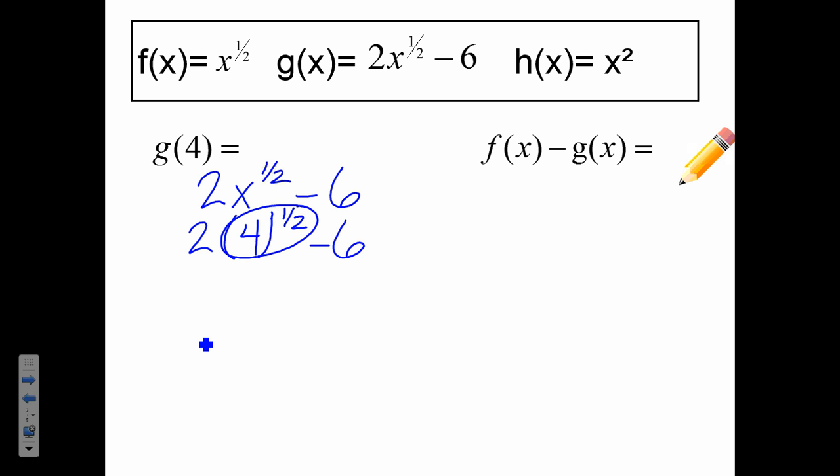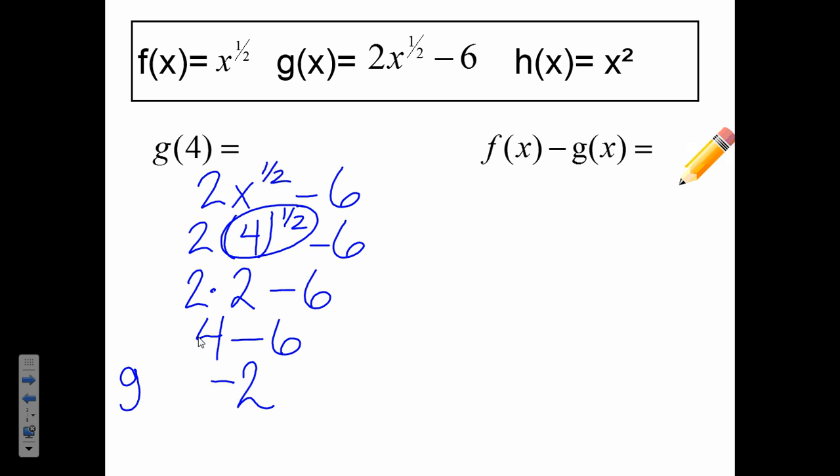We're going to start with our exponents first, excuse me. So 2 times 4 to the 1/2 power is the same thing as a square root. So this is saying we want the square root of 4. So 2 times 2 and then subtract 6. If we then compute some more, 2 times 2 makes 4. And then if I subtract 6 from that, I'm going to go ahead and get -2. So the g function with 4 plugged into it, so g of 4, works out to make -2.